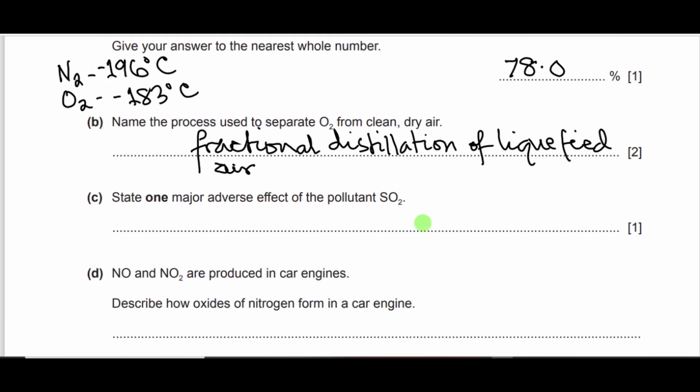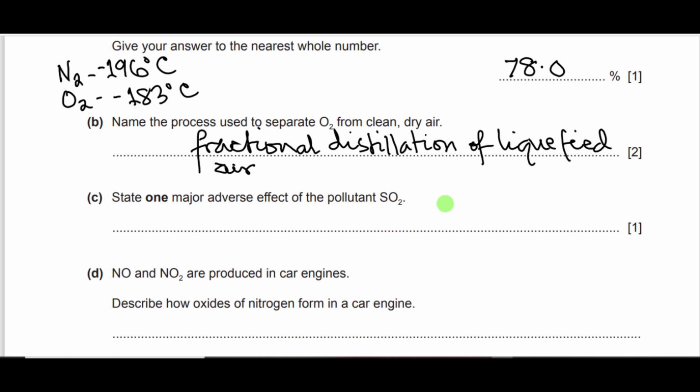Before we look at the next question, this question has 2 marks. So how do we earn these 2 marks? 1 mark is for the word fractional, while the other mark is for the word distillation. So that is how you present your answer. Fractional distillation of liquefied air. 1 mark for fractional, 1 mark for distillation.